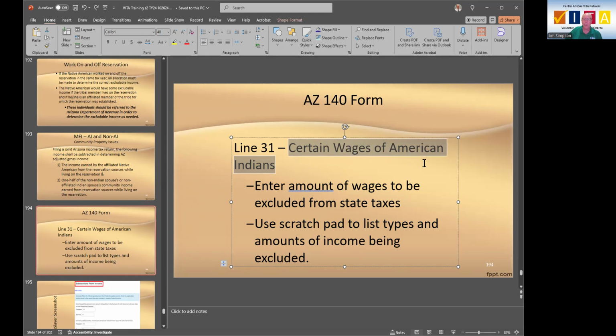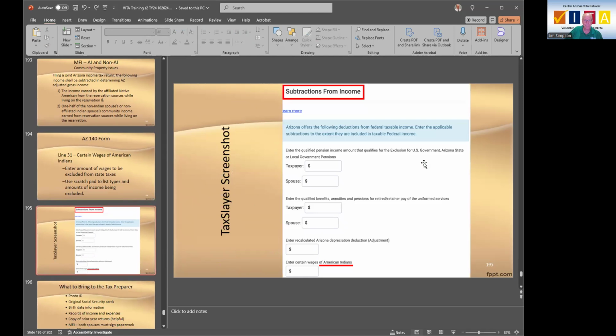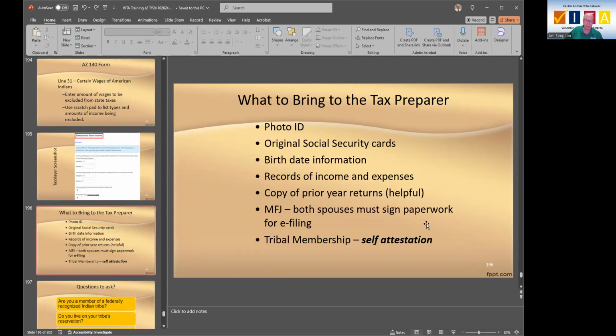And by the way, on their intake and interview form on that last page where you can put notes, put a note in here how you treated this, so that if they ever get questioned and they come back to us and say, hey, they're telling me this doesn't work, we know how we treated it. Here's where we're going to go: subtractions from other income, certain wages. This term wages should say certain income of American Indians.